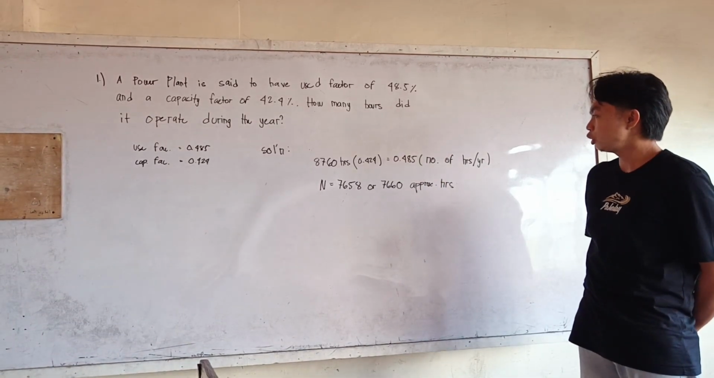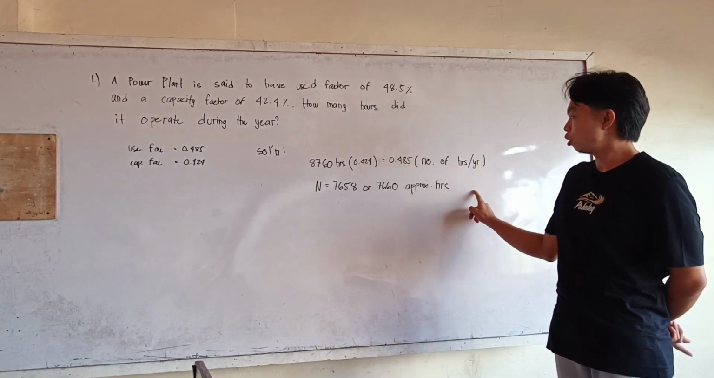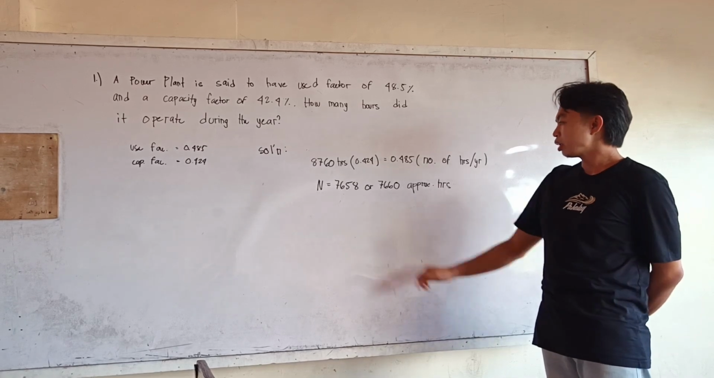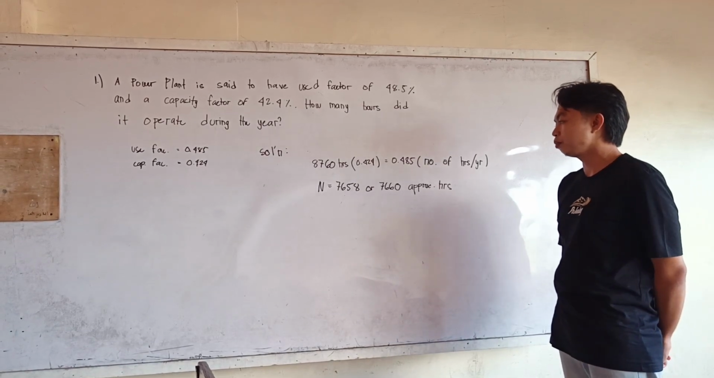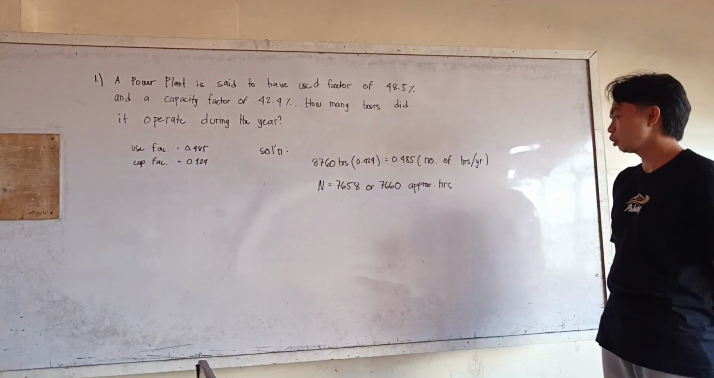So you need to shift solve it in the calculator or divide it by 0.485. So the answer will be 7,658 or approximately 7,660 hours.